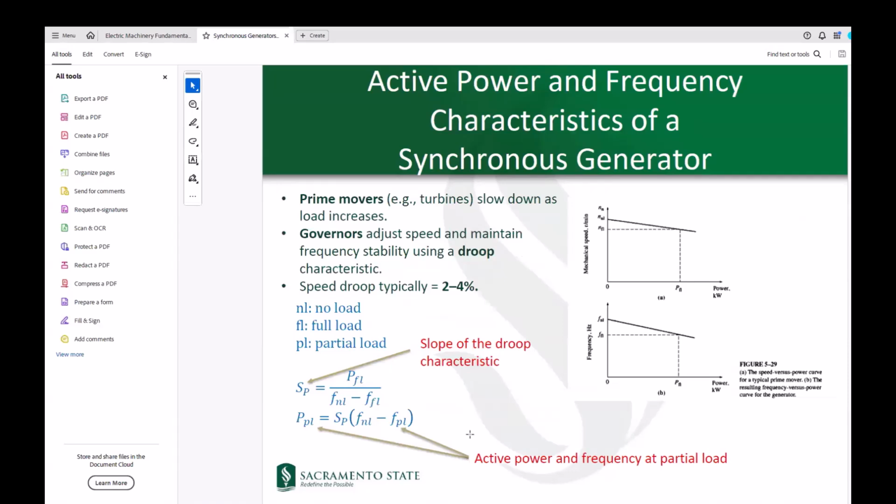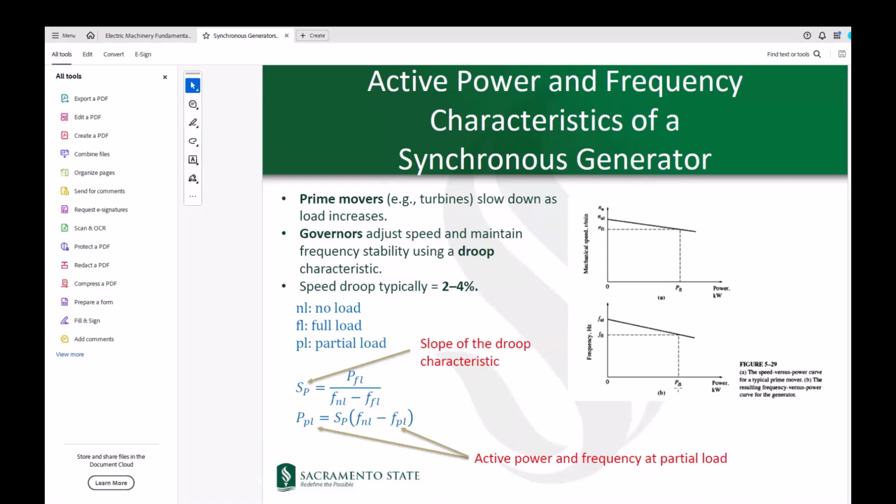Now, let's look at the characteristics associated with active power and frequency of a synchronous generator. Here we're showing two diagrams, which are similar to one another. The first one is showing the mechanical speed, and this is showing the frequency. These two are proportional, as we know, in a synchronous generator. On the horizontal axis, we have the power that is delivered by the generator.